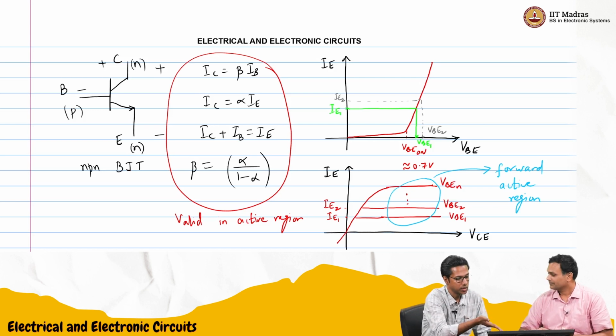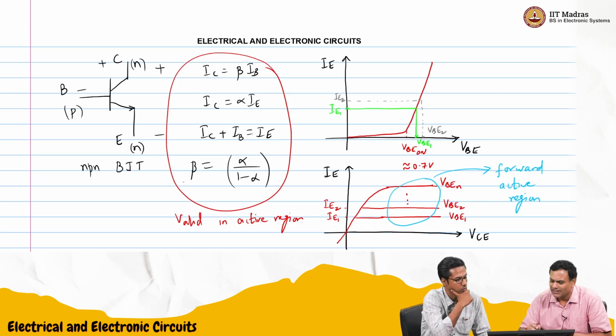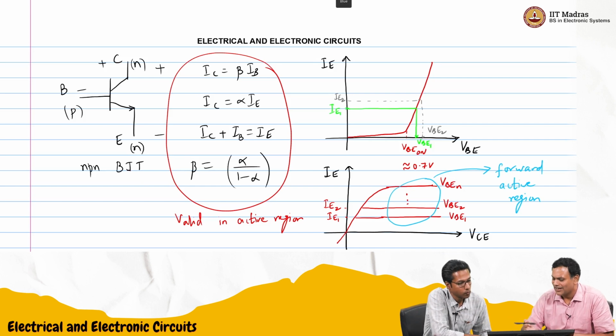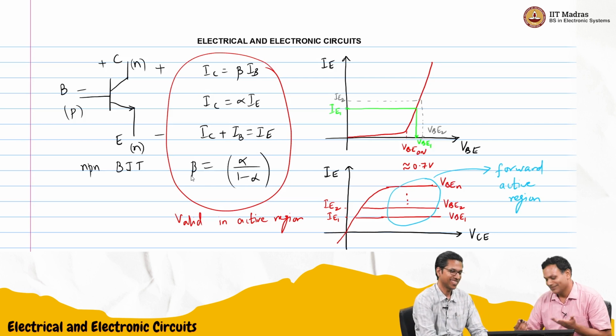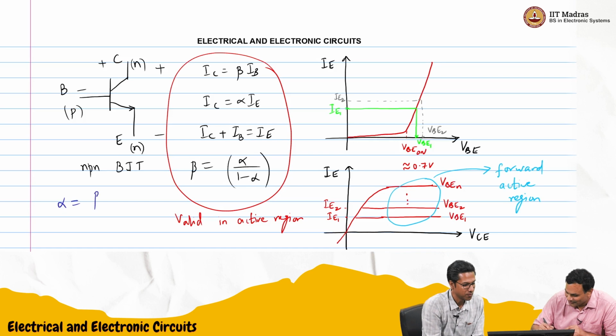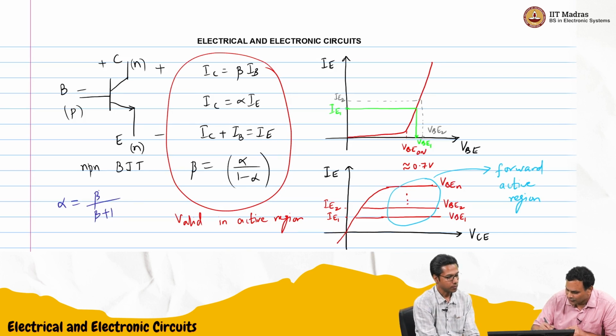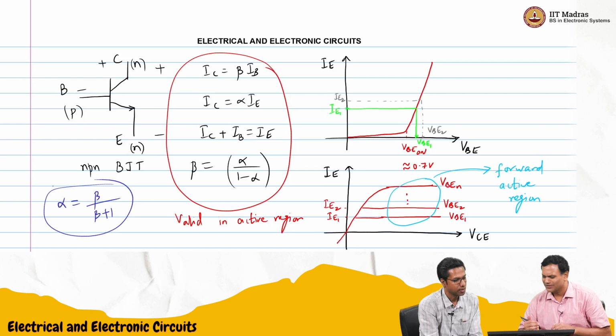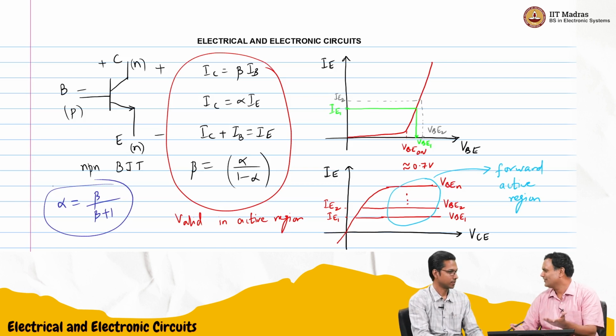And once we know IE, IC is straight away known. Alpha, beta, all of these things will relate this. In fact, now I also realize there is one more set of equations like this. Since beta is alpha by 1 minus alpha, you can get alpha as beta by 1 plus beta, right? So maybe we'll just write that down here. So this is also one useful equation to use. But we already said that. You can get a whole bunch of relationships.